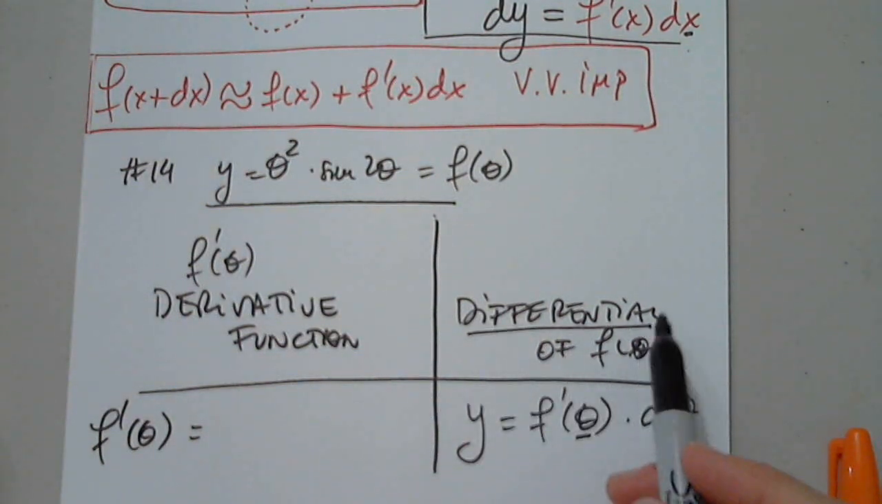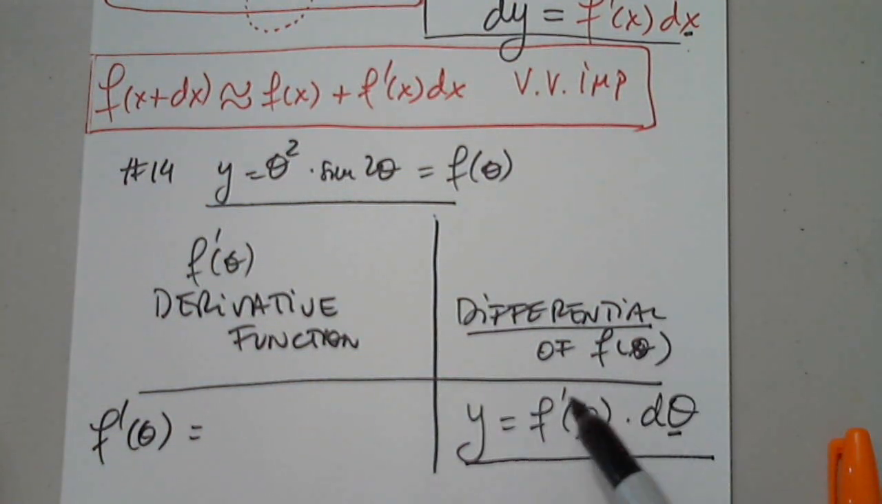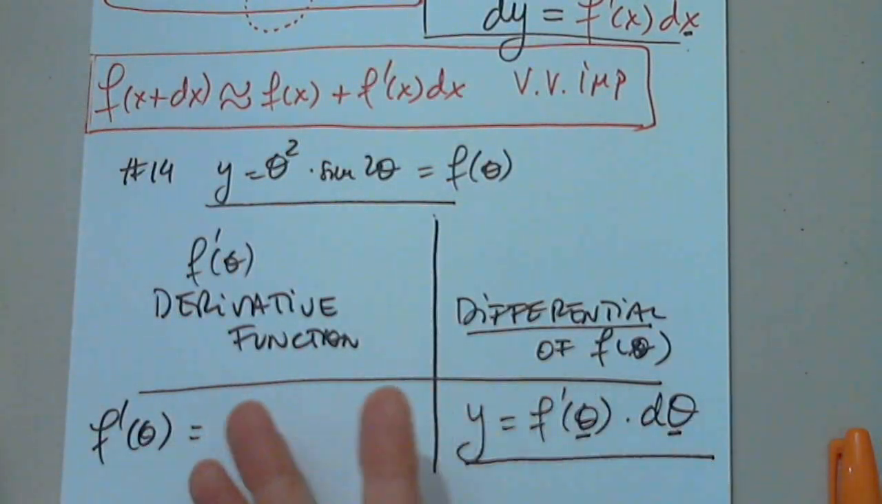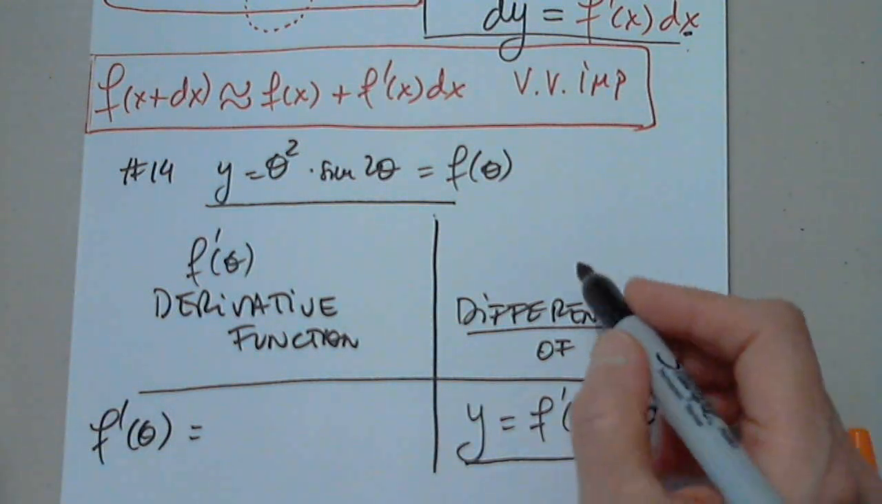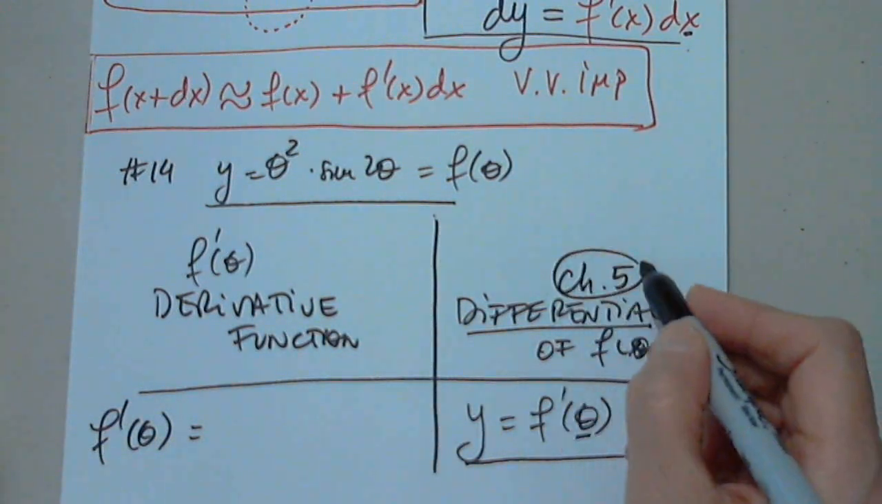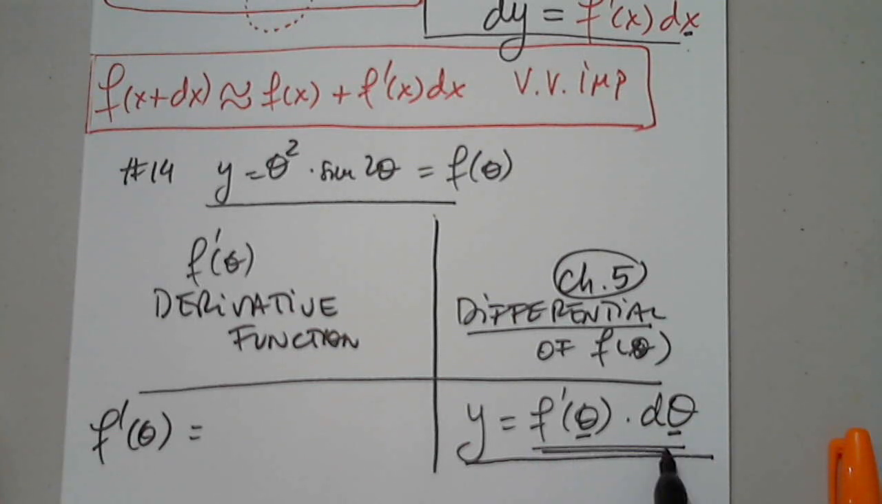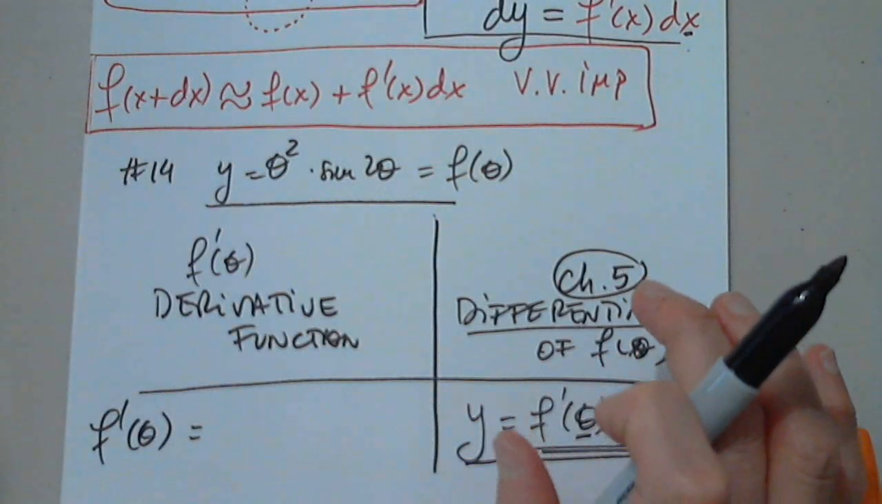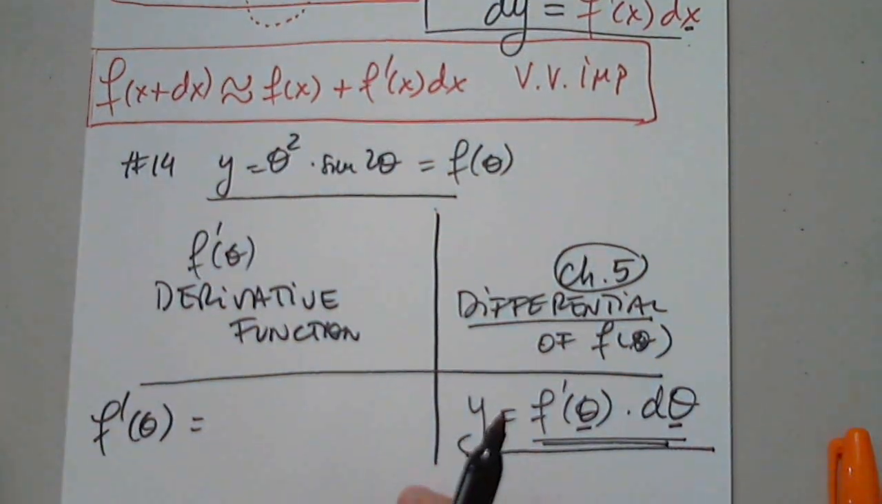The differential of the function is the derivative, but multiplied by d theta, the differential of the independent variable, but this one is just the derivative. And you can say, well, what's the big deal? It's a big deal because we're going to get to chapter 5, and you're going to see how big the deal is. Okay? The differential is one thing, the derivative is another.